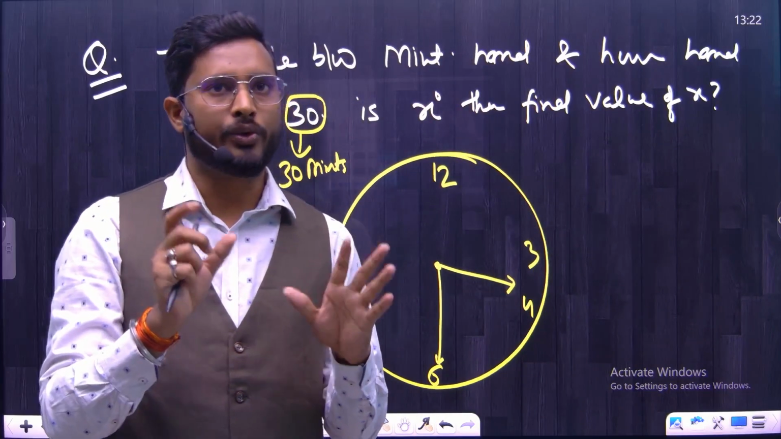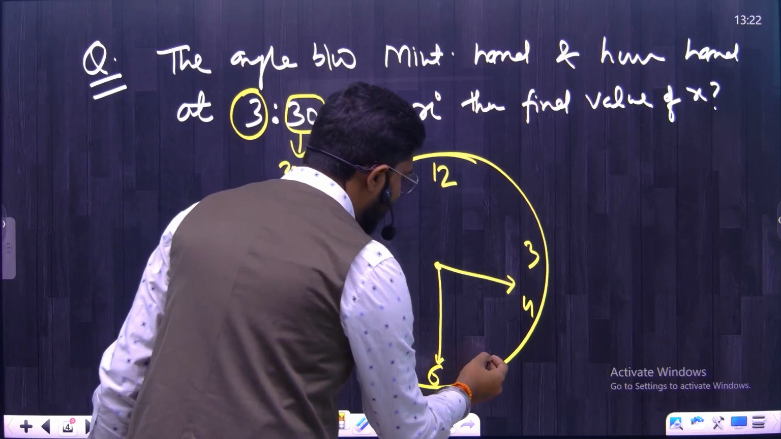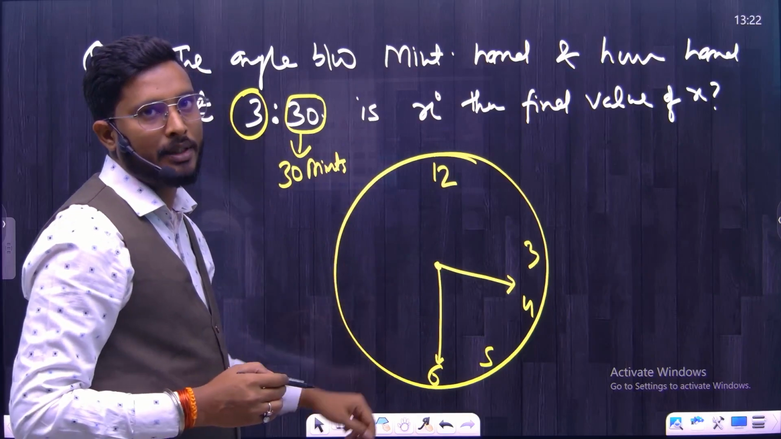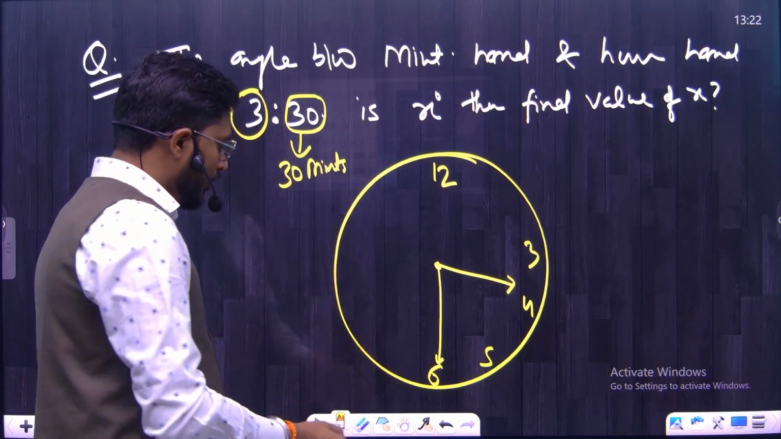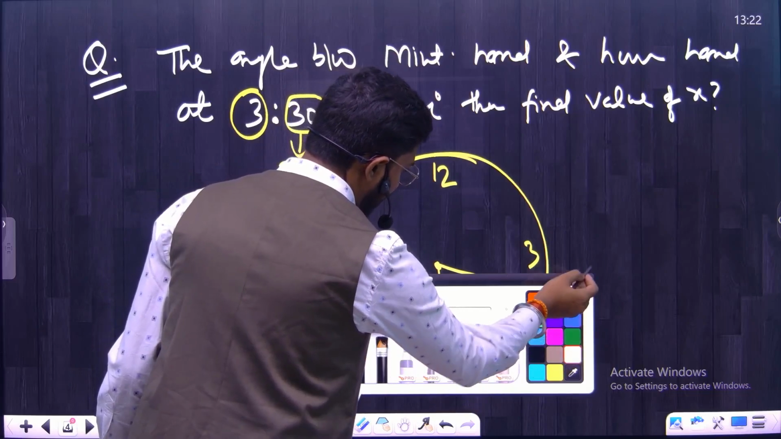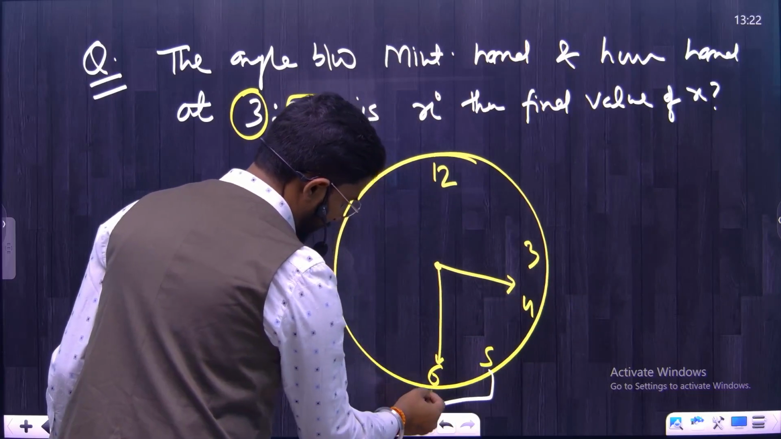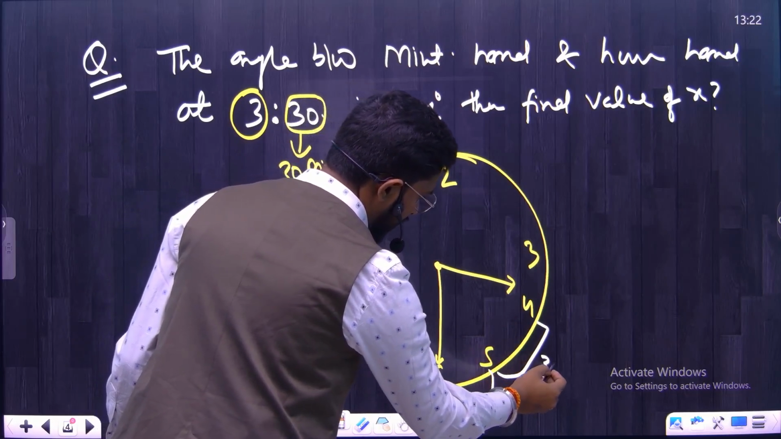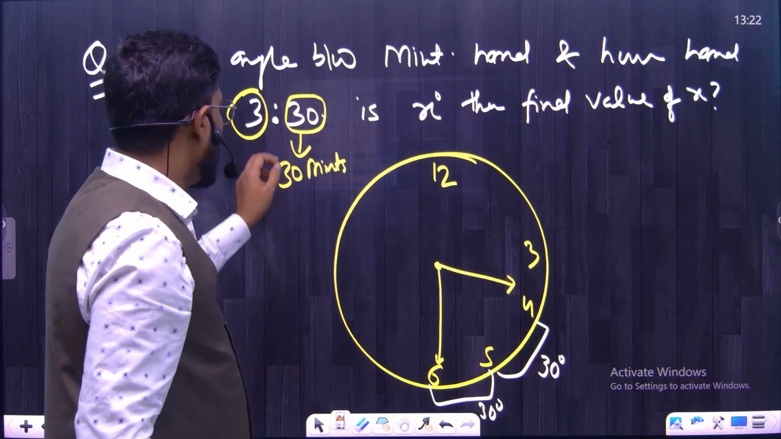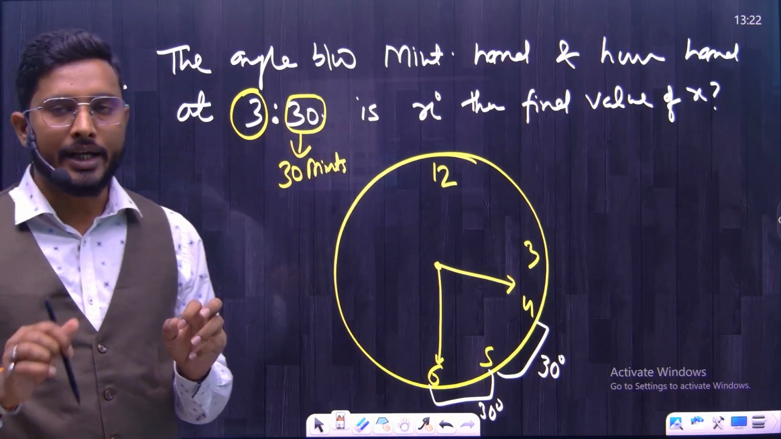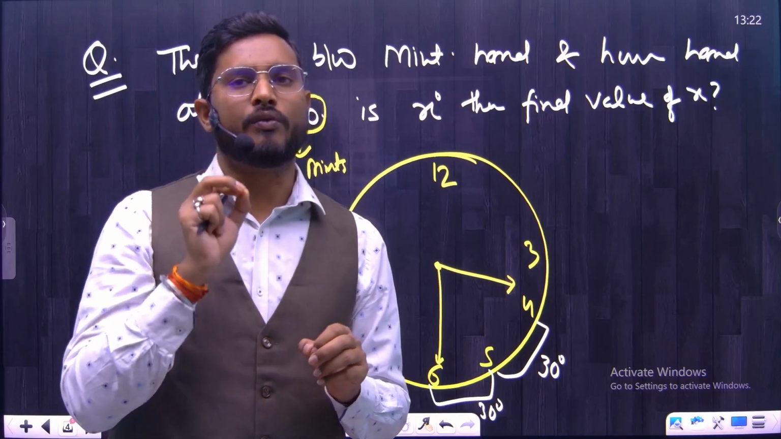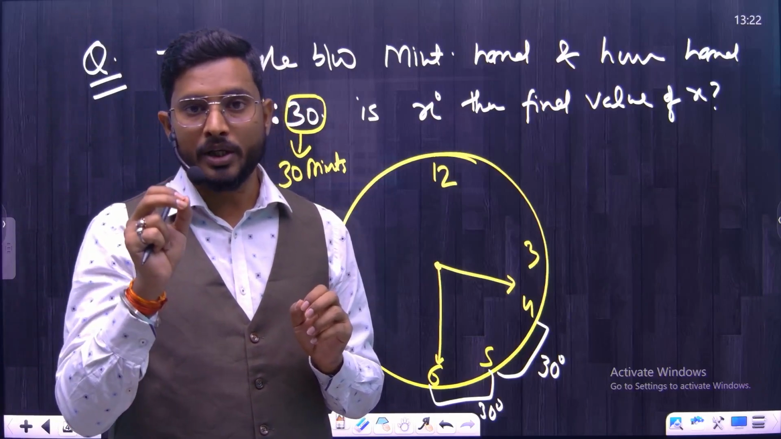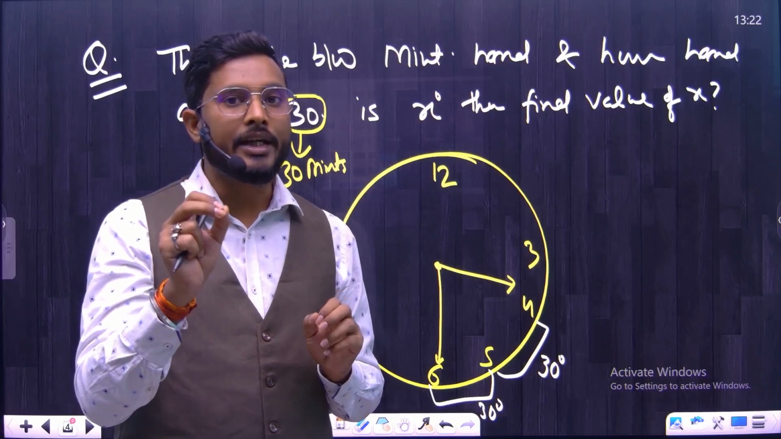Between 3 and 4, we can see that the angle between two consecutive numbers is always 30 degrees. So two consecutive numbers like 5 and 6 have an angle of 30 degrees, and 4 and 5 is also 30 degrees. Now at 30 minutes, the minute hand will be in the middle of 3 and 4.